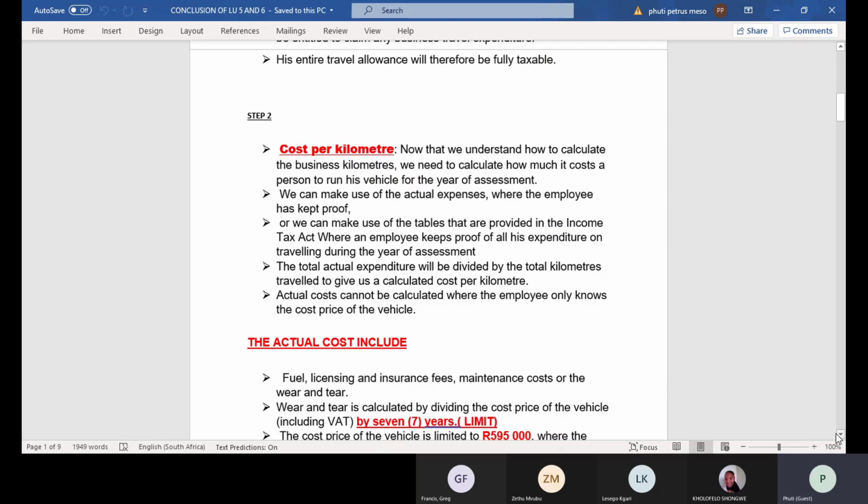We can make use of the actual expenses where the employee has kept the proof, or we can make use of the tables. There's a table that is actually provided there in your book. I think it's mentioned under the notes summaries in here. So you're going to refer to the total. All of those costs per kilometer are given, like your fuel or your fixed and the other ones, they are actually given as it is. So the one that you just have to adjust is your cost per kilometer.